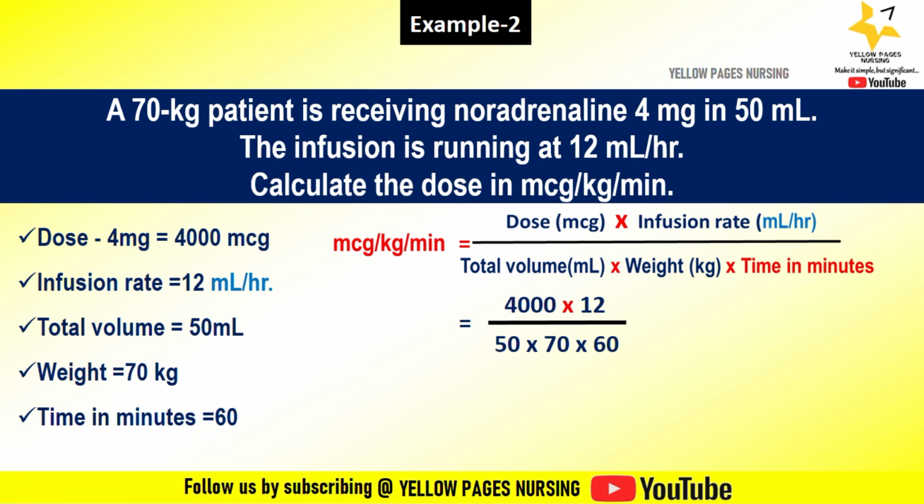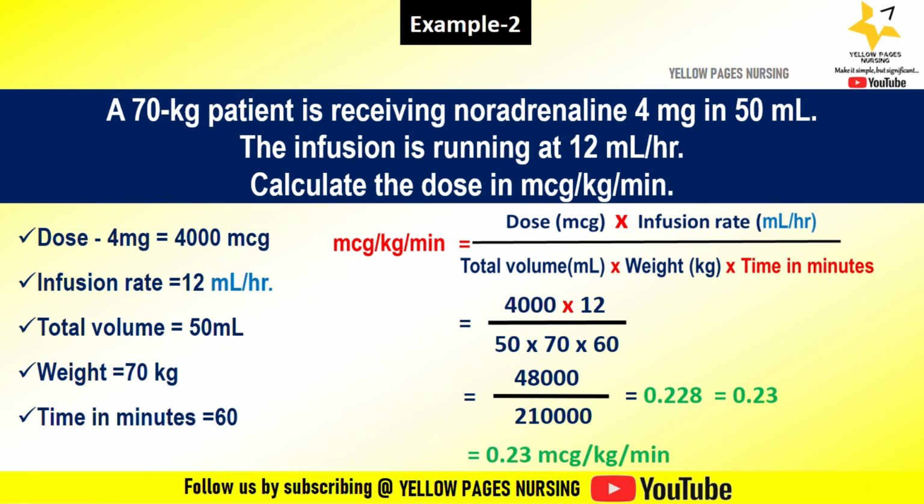Applying all in the formula, we get 4000 multiplied by 12 divided by 50 multiplied by 70 multiplied by 60, which gives 48,000 divided by 2 lakh 10,000. And the answer will be 0.228, and we round it to 0.23. Hence the answer is noradrenaline will be running at the rate of 0.23 microgram per kg per minute.